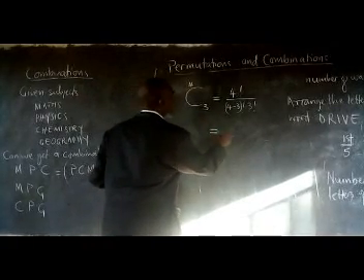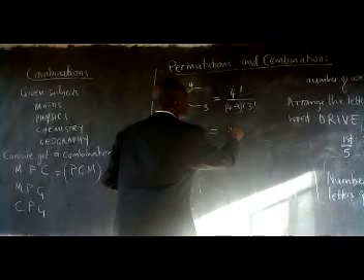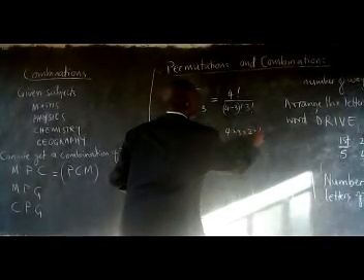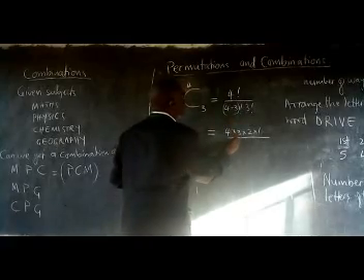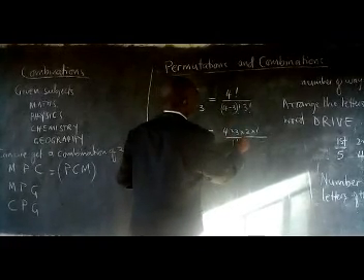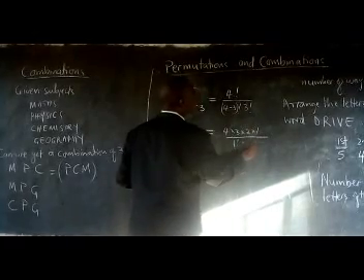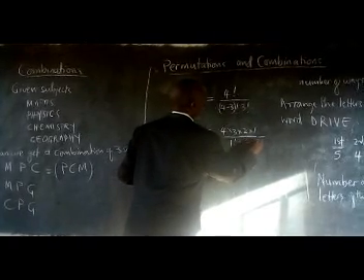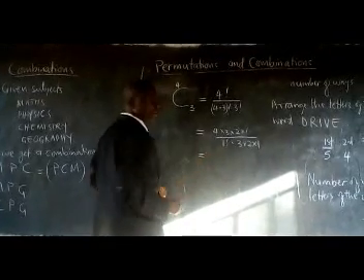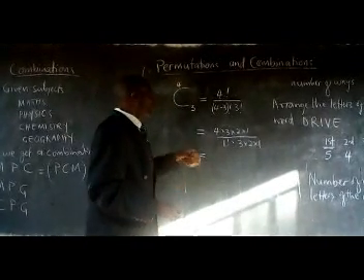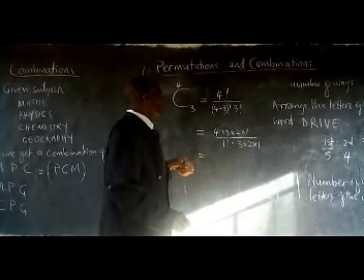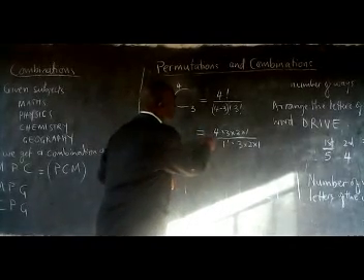This one can be written as 4 factorial, which is the same as 4 times 3 times 2 times 1, over 4 minus 3. 4 minus 3 is 1 factorial. Then times 3 factorial, which is 3 times 2 times 1. That's how we get the answer of such a number. And the combination of 3 subjects taken from 4 is 4.